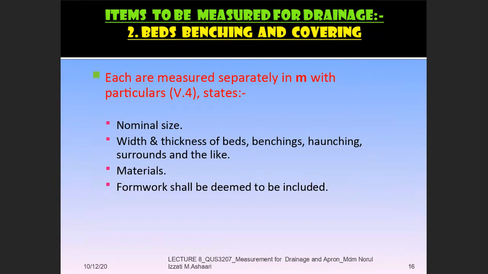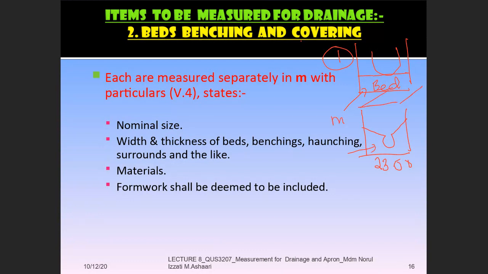Okay, next one, we have beds, benching, and covering. The beds refer to the concrete bed. The benching refers to, okay, I would like you to take note on this one. If you look at your drawing, the perimeter drain details, this is your drain, this is the bed. Okay, you have to differentiate between beds, benching, and covering. Benching is something like this. This is available in drawing number 23. This part, this is benching. So benching is normally available in the manhole.